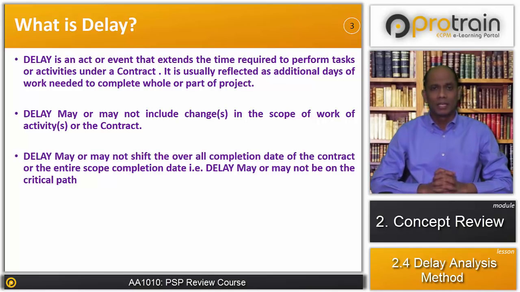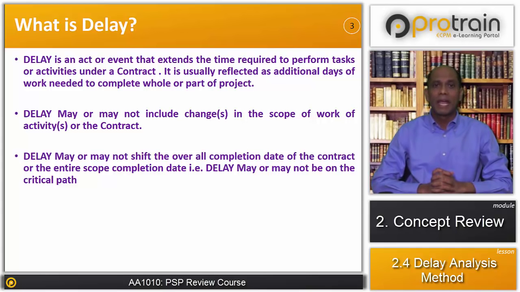When we talk about delay, it's not always necessary that the delay is caused by a change in the scope of work. Delay may or may not include changes in the scope of work or changes to the contract. In the example of flooding we took, there are no changes to the scope of work. But there can be changes to the scope of work. In our building project example, suppose the employer changes the design of the building, and it causes a delay. In that scenario, it would be a change to the scope of work.